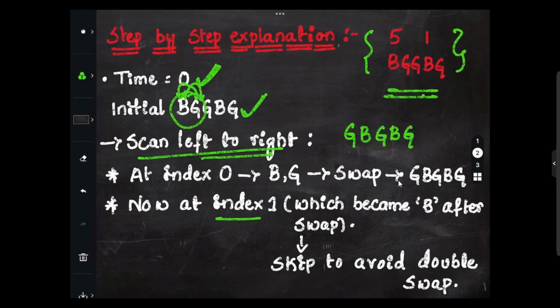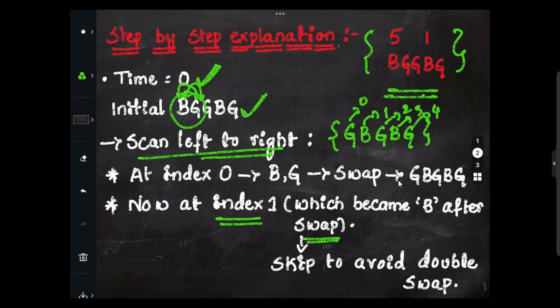Now at index 1, which became b after swapping, we got b at index 1. So this is index 0, index 1, 2, 3, 4. This is a 0-based index.